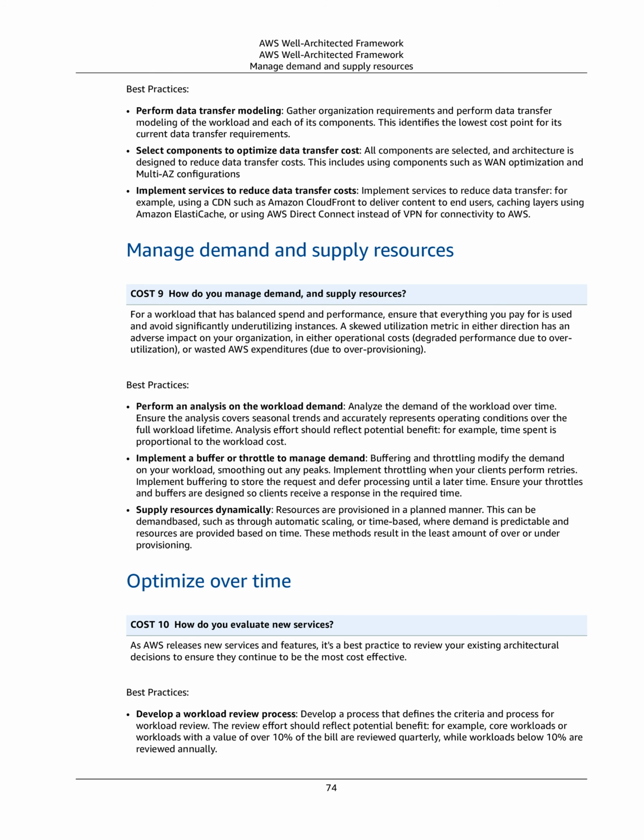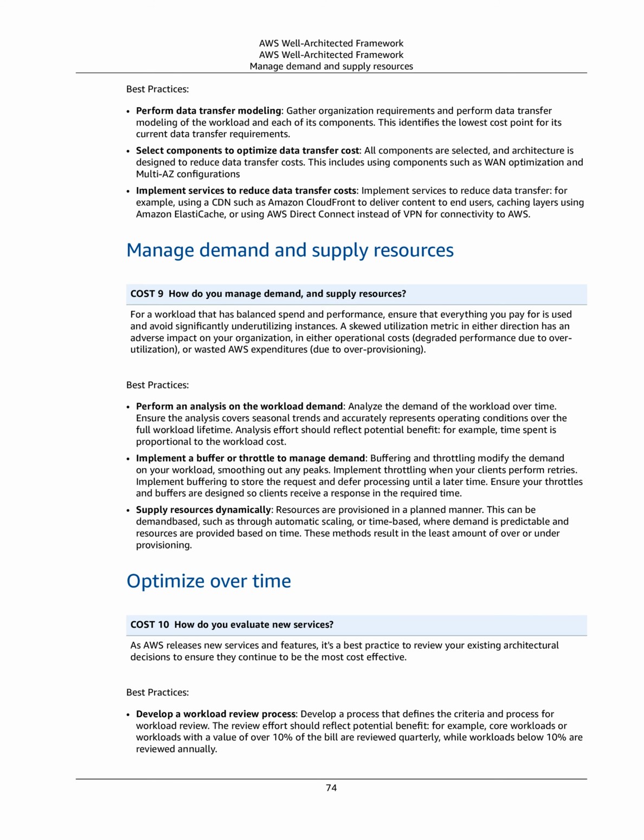For a workload that has balanced spend and performance, ensure that everything you pay for is used and avoid significantly underutilizing instances. A skewed utilization metric in either direction has an adverse impact on your organization, in either operational costs, degraded performance due to overutilization, or wasted AWS expenditures, due to over-provisioning. Best practices: perform an analysis on the workload demand. Analyze the demand of the workload over time. Ensure the analysis covers seasonal trends and accurately represents operating conditions over the full workload lifetime. Analysis effort should reflect potential benefit, for example, time spent is proportional to the workload cost.